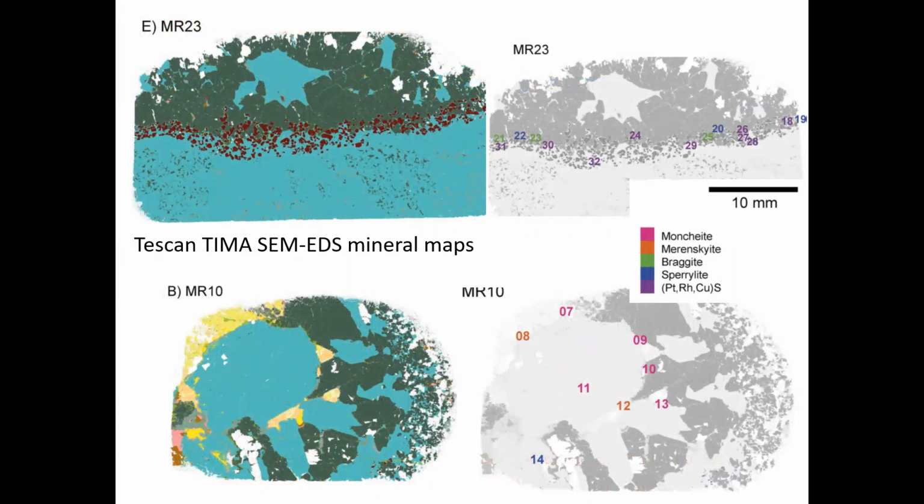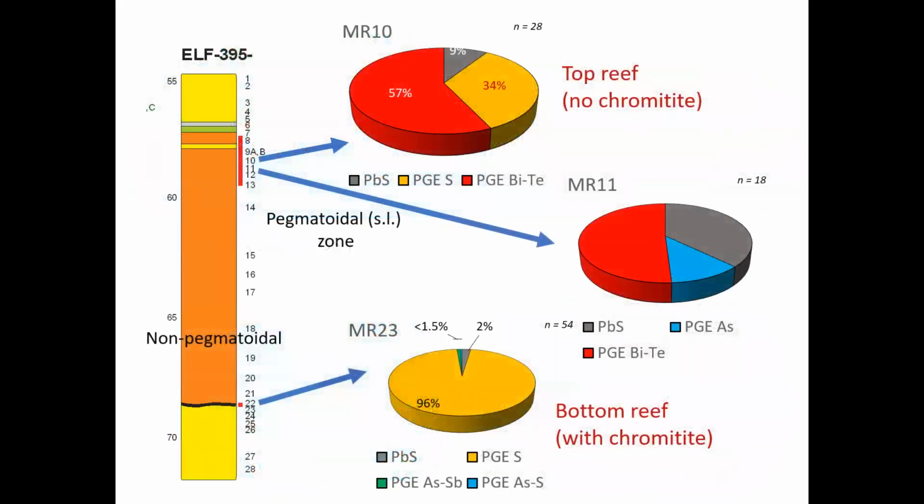So this is TEM and SEM EDS work done in London by my co-authors. So this is the one chromitite horizon that we do have here. It's got associated platinum phases. They're not trapped in the chromites, but they're associated with them. And if we look in more detail at the speciation here, what we see is that in the bottom chromitite reef here, most of the PGE are in the form of sulfides.